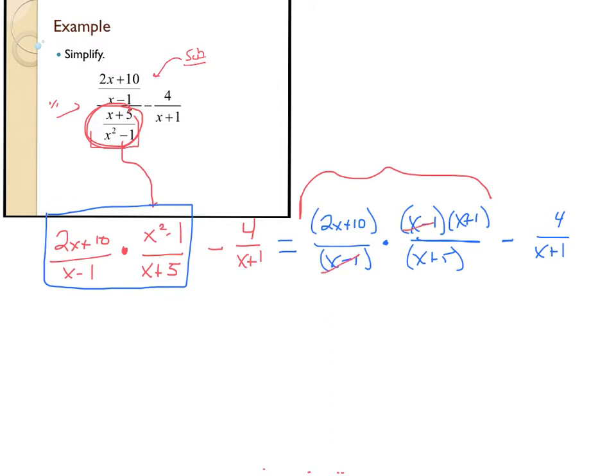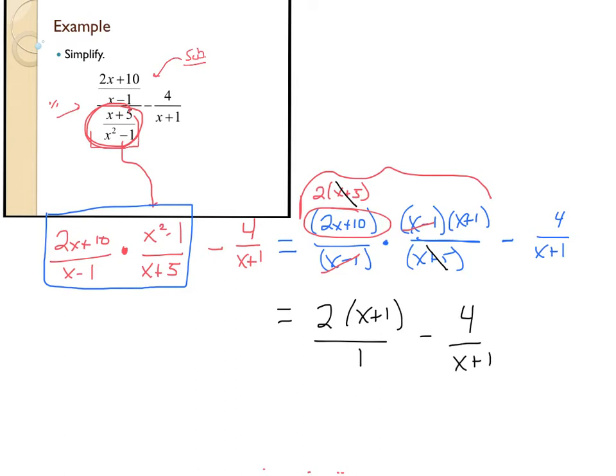And notice here that this piece right here factors. If we pull out a 2, we get an x plus 5. So now I have an x plus 5 that I can cancel out. And so I'm left with, at the top, 2 times x plus 1 all over 1 minus 4 over x plus 1. So this first piece right here, we did all this work just to get to this. So now, in order to subtract, I need to get a common denominator.